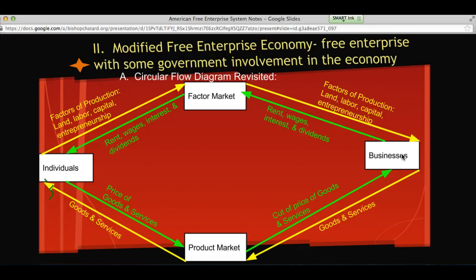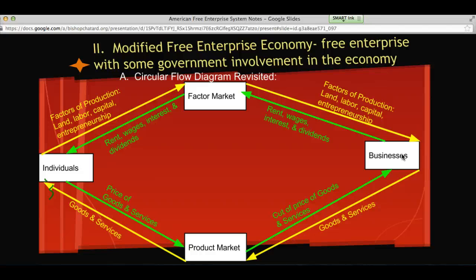So this is what you should have so far from chapter 2, right? Okay. Keep in mind the best way to remember these things is that factor market is going to have to do with the factors of production. So that's the factors of production that are being transferred from individuals that own them to the businesses that need them. Product market is going to be with our goods and services.